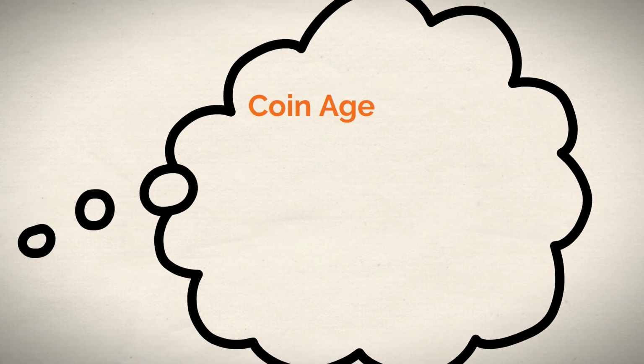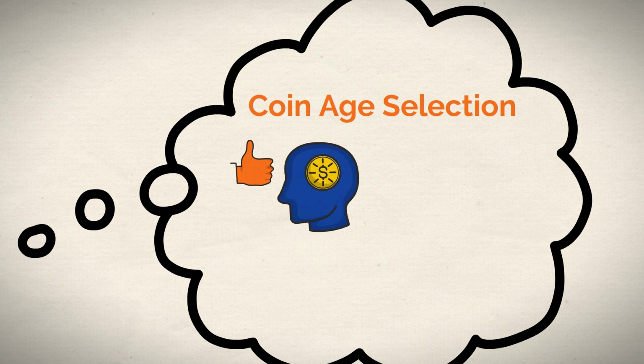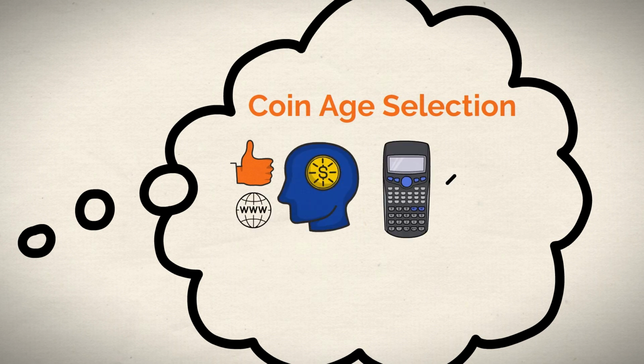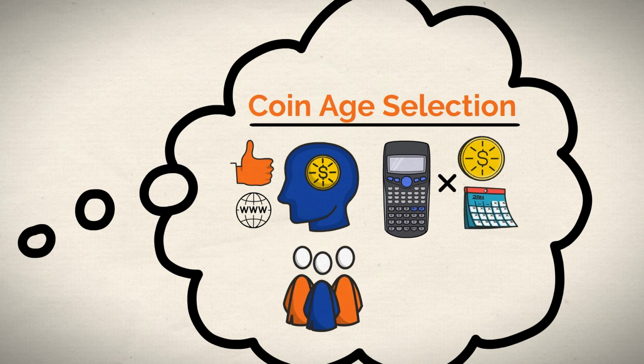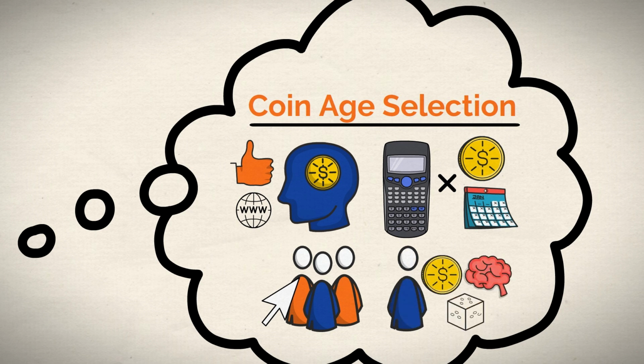Next, you have coin age selection. This favors nodes that stake tokens for longer amounts of time on its network. It is calculated by multiplying the number of staked coins by the number of days staked. In the coin age selection method, nodes that have recently been chosen as validators have their coin age reset to 0. This way, the network can prevent nodes with large stakes from dominating the blockchain.